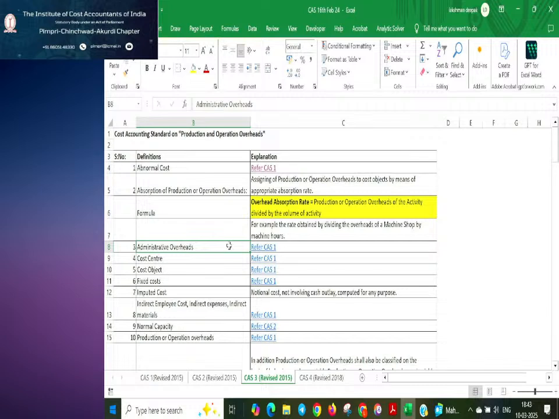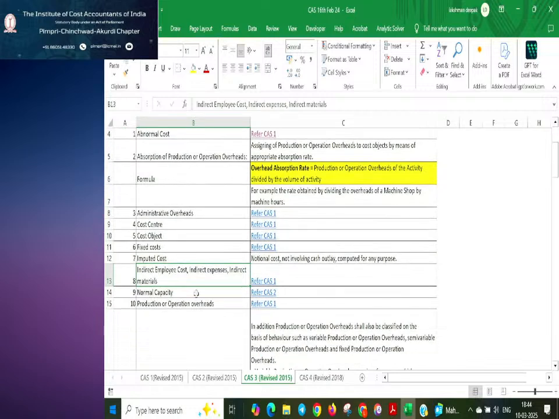Then you know what administrative overheads are. Already we have gone through, in cost accounting standard 1, cost center, cost object, and what is fixed cost. Then we were talking about imputed cost, which is nothing but notional cost. We will never include imputed cost in costing records. You should be very clear about it. Imputed cost is never taken into account. It is something very notional, which is not really going to happen, where there is no outflow or inflow of cash. Then coming to indirect employee cost, indirect expenses, indirect materials. Normal capacity has already been discussed in cost accounting standard 2.